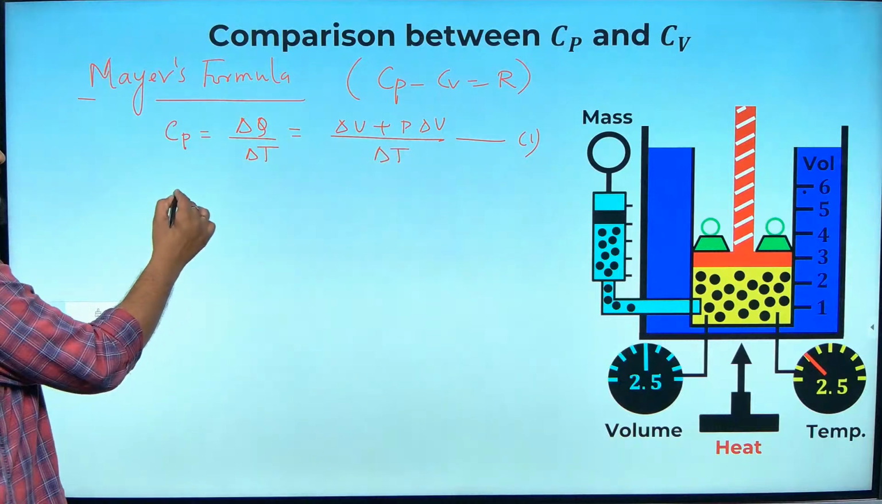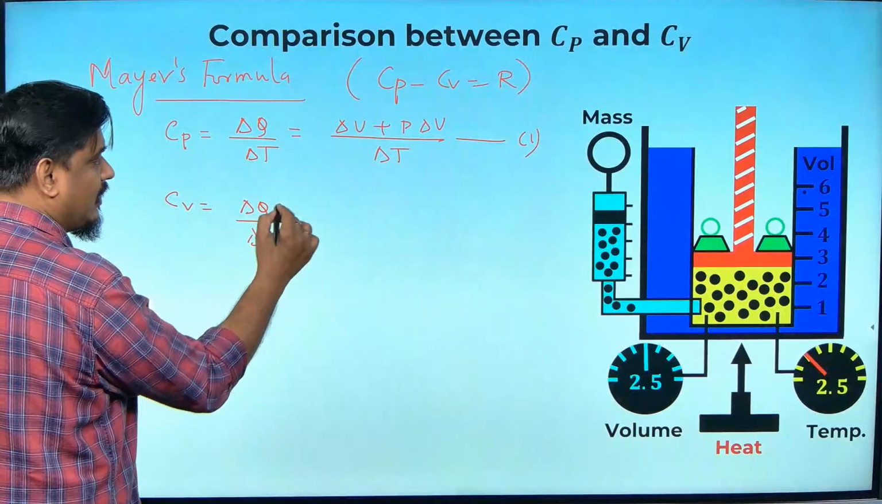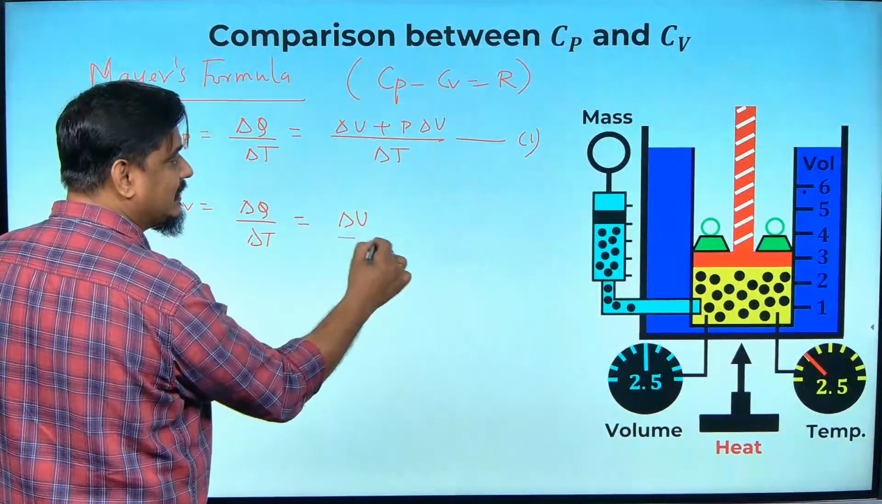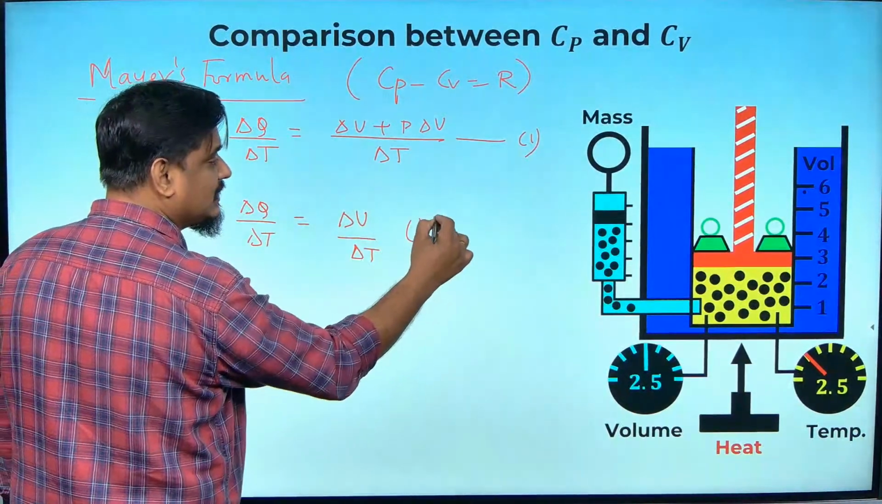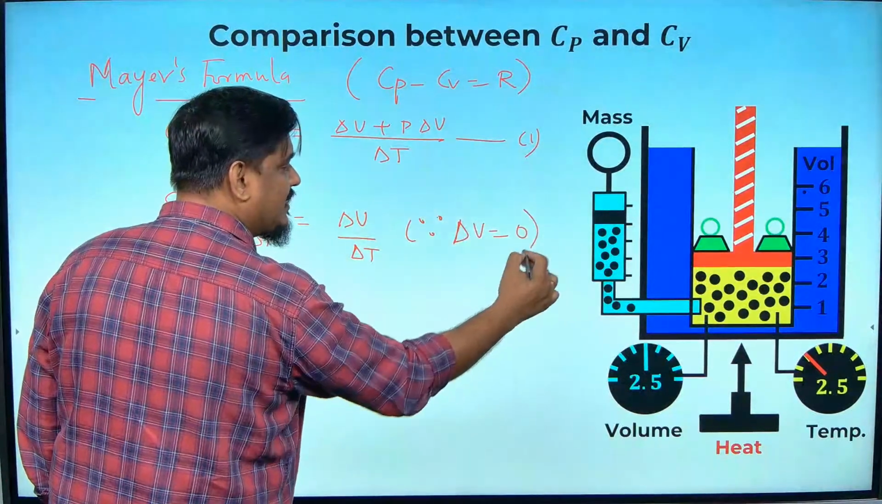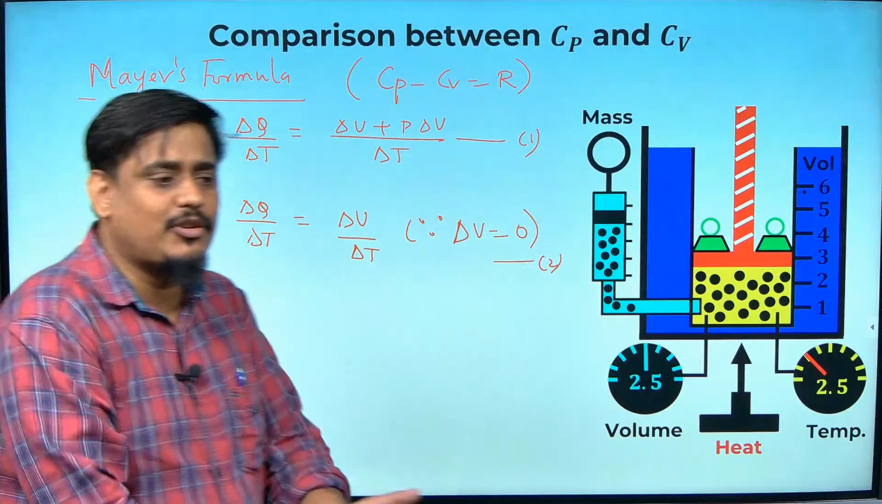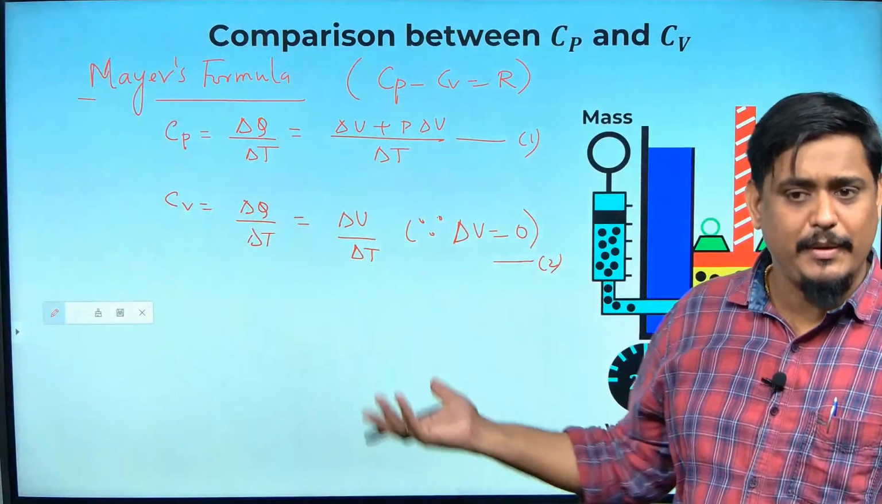In the case of Cv, it will become del Q by del T, but it will become only del U by del T, because del V is 0. Why is del V 0? Because the volume is constant. If volume is constant, there is no change in volume. Del V will become 0.